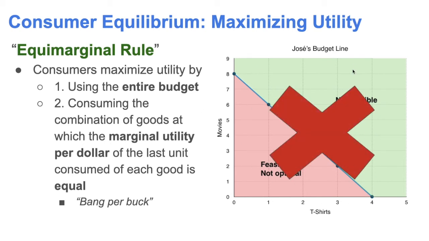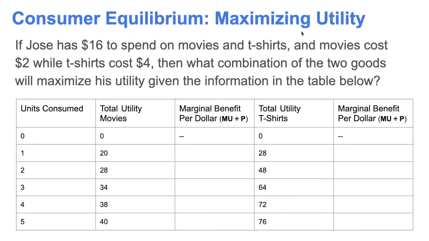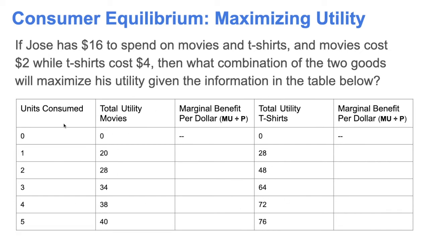We don't use this. Okay, this is nice. The budget line may come in handy, but for what we're trying to do here, which is maximize utility between two goods, t-shirts and movies, we have to do something much different. And we're going to use a chart that looks like this. What you'll be given in a question like this are a few things. One, the budget. Jose's budget is $16. He has $16 to spend on movies and t-shirts. Movies cost $2, while t-shirts cost $4. What combination of the two goods will maximize his utility given the information in the table below?